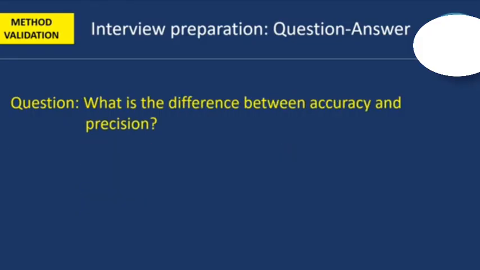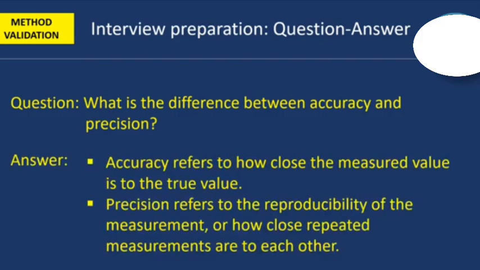Next question. What is the difference between accuracy and precision? Accuracy refers to how close the measured value is to the true value. Precision refers to the reproducibility of the measurement, or how close repeated measurements are to each other.